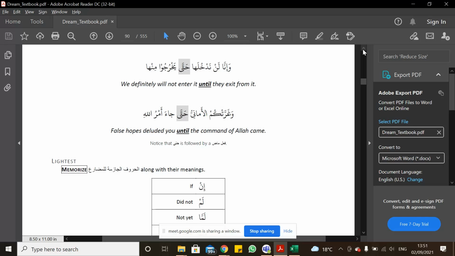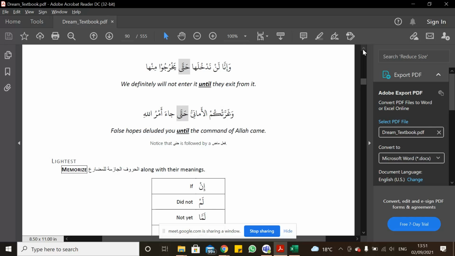Hatta is another harf of mansoob. When we say hatta, it can be harf jar, it can be harf mansoob, or it can be only harf. But we have to see what is after it, right? The meaning will be until, so we write down until.